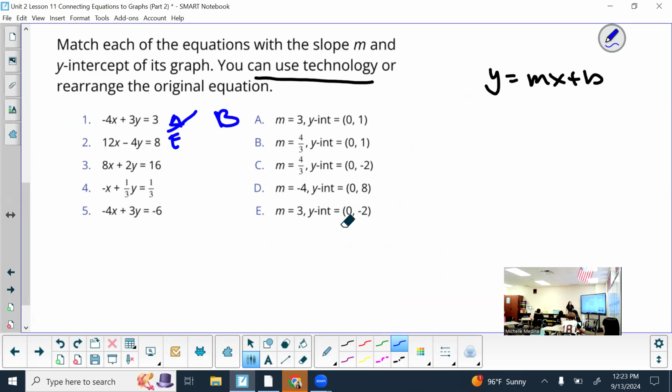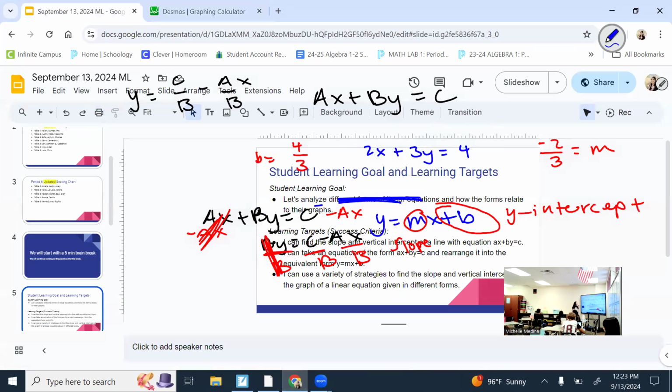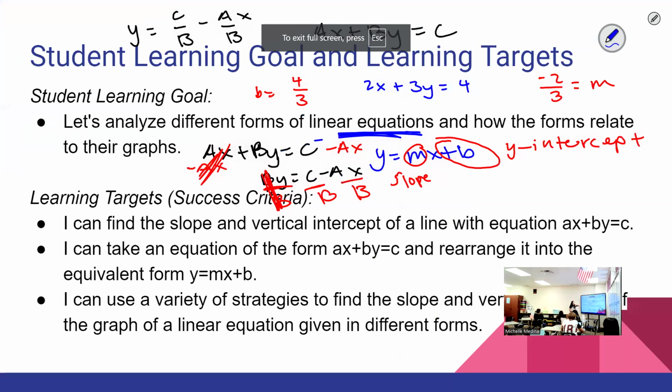All right. But yeah, so that's what we looked at today and are trying to get better at. That's our end goal, is to be able to go from standard to slope intercept form. I will leave it on the screen while you work on your practice, in case you want to look back up at these and try some of these out.